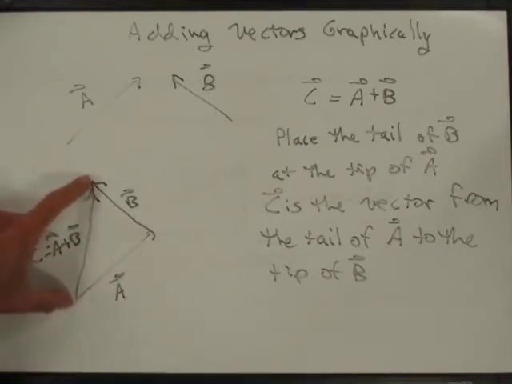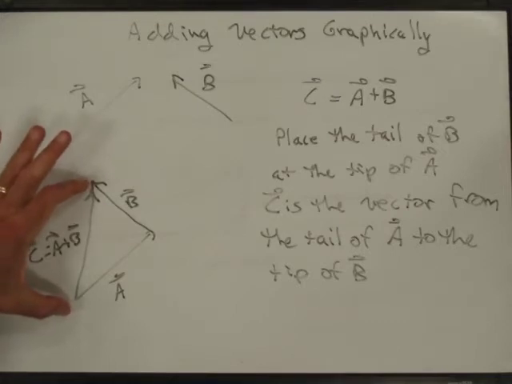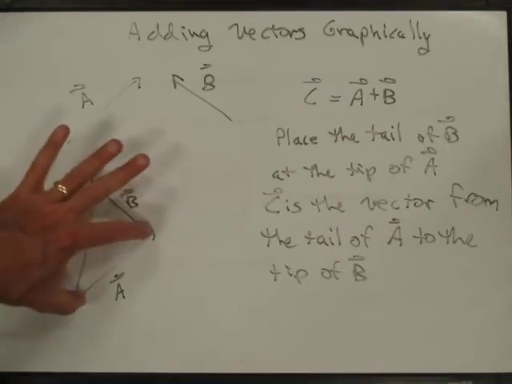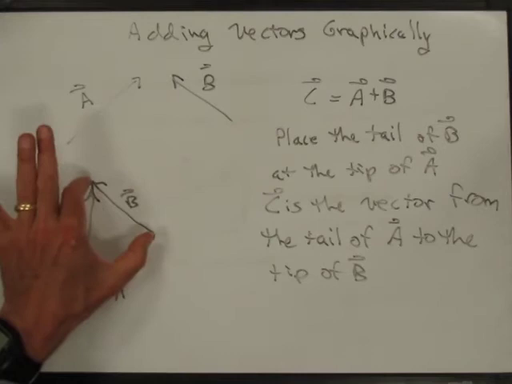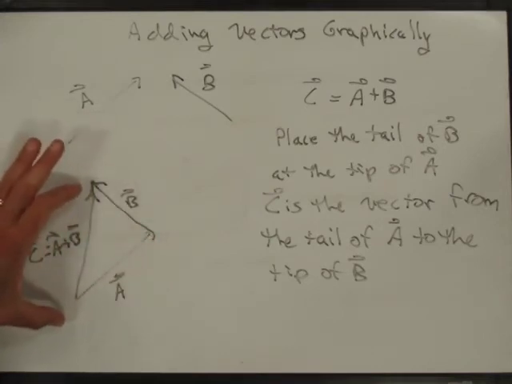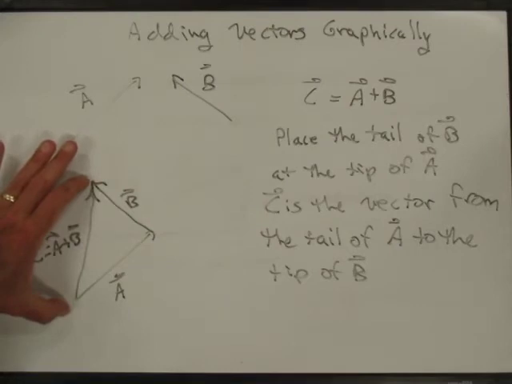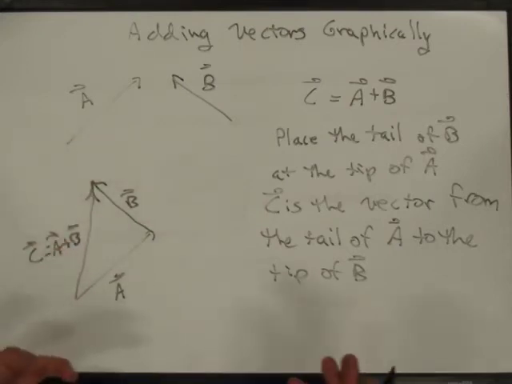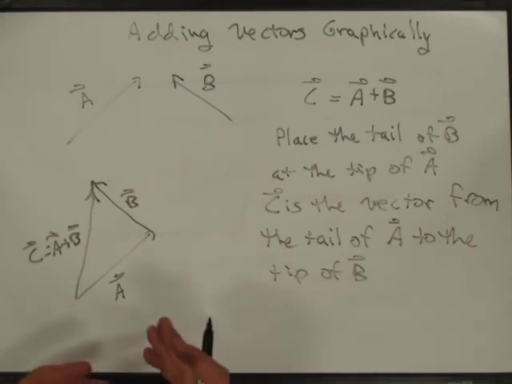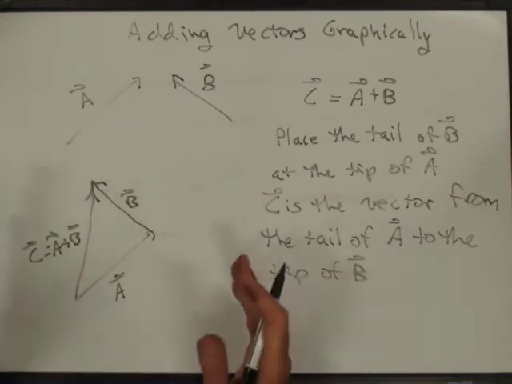Notice that C's magnitude, that is to say, the length of this thing, if these were distances, is not going to be the same thing as the sum of this one plus that one, right? It's going to be smaller than that. And so vectors obey a slightly different math than scalars do. If I have a 1 kilogram mass and I add a 2 kilogram mass, I get a 3 kilogram mass when I add them together. But it's not true with displacements.